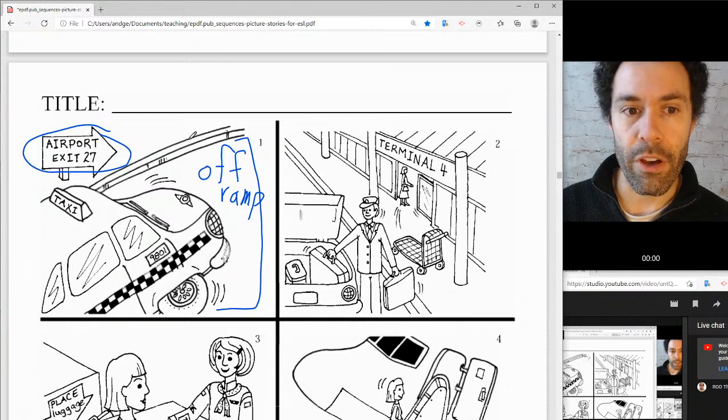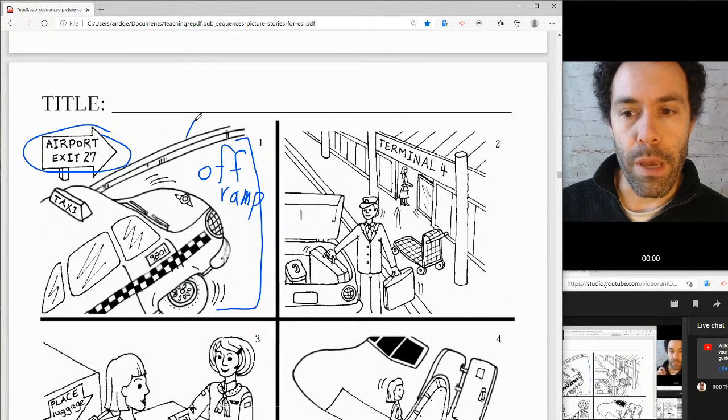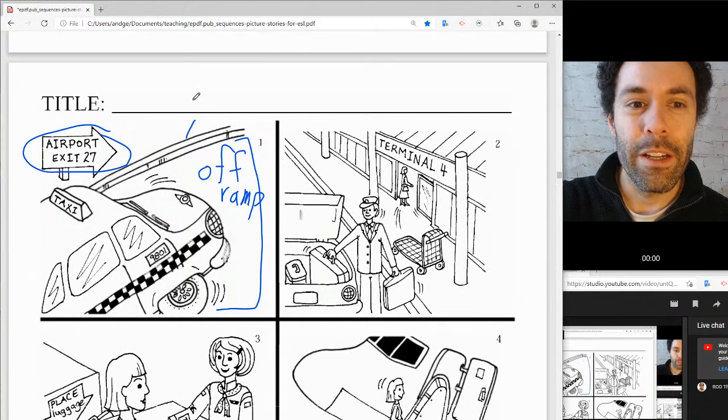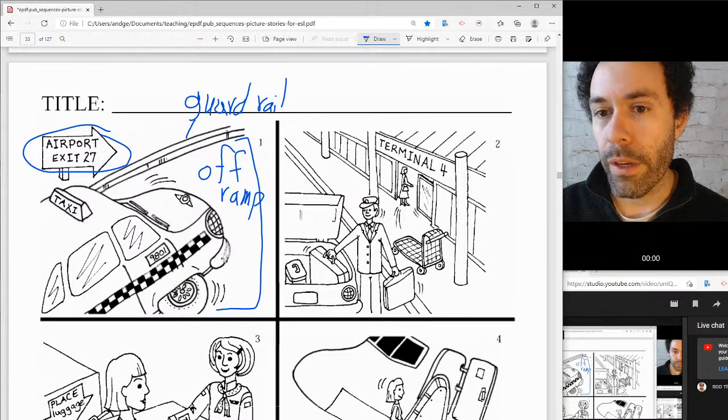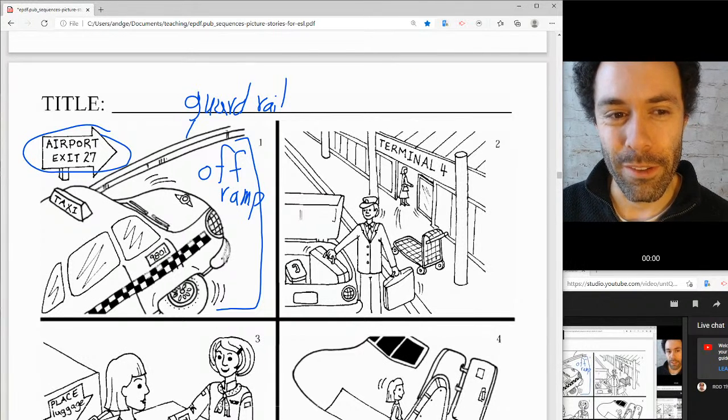Along the side of the off-ramp, you can see this little band of metal that's used to keep your car from going off the road, right? This is called a guardrail. And again, we'll be pronouncing these words at the end. And sorry if you see my camera shaking a bit. I'm writing on my screen, so it's moving things a little bit.